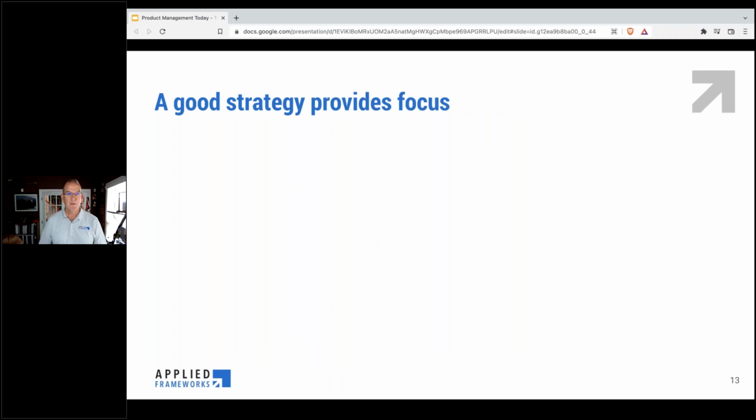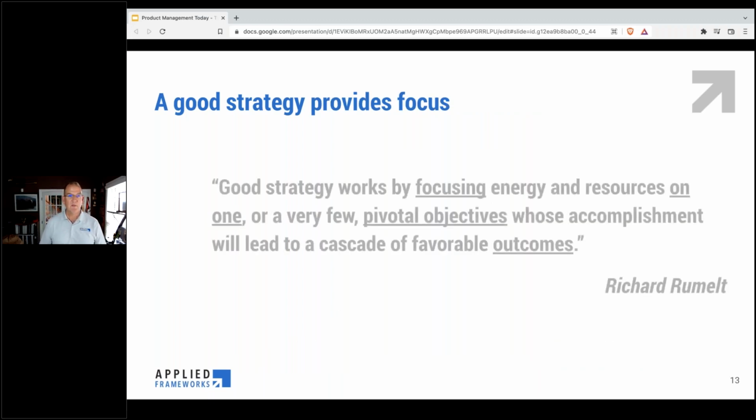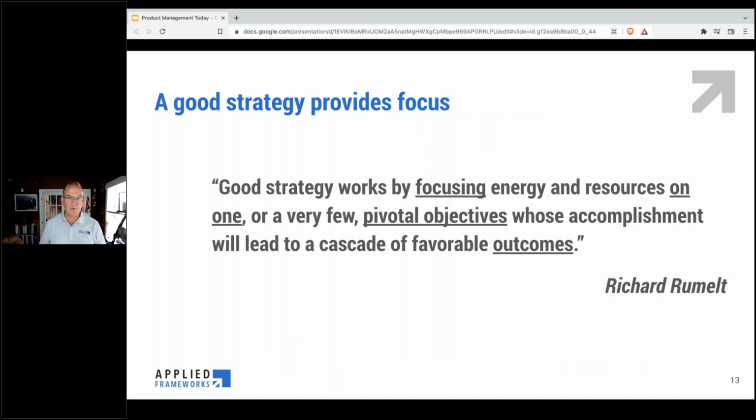for the context that we require for a coherent and realistic strategy. A good strategy also provides focus. And this quote from Richard Rumelt is excellent for describing this idea of focus. Good strategy works by focusing the energy and resources on one or a very few pivotal objectives whose accomplishment will lead to a cascade of favorable outcomes. And those outcomes are both for our customers as well as for us, who are providing the solution. So this idea of focusing energy and resources, again, focusing time, investment, our people and our energy, so we can achieve the outcomes that are important. So the strategy contains the objectives that are necessary to achieve our vision.